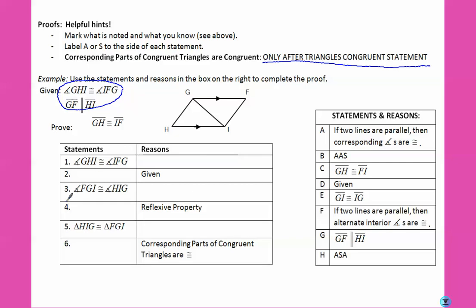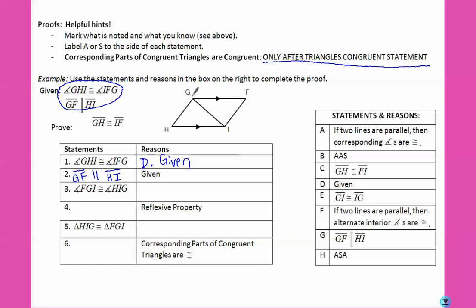So we're given 2 things here. Angle GHI is congruent to angle IFG. That was given. So that would be letter D, given. And then we know something else is given. That would be that GF is parallel to HI. So I'm going to mark those things in my picture.